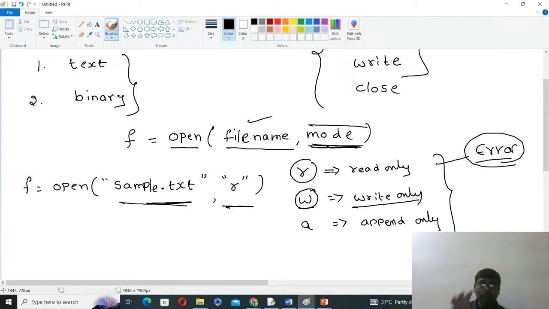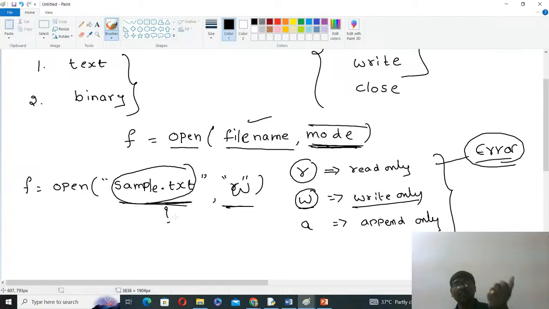Now W, write only. For example, assume in your system the sample.txt file is not available, but you are trying to open it in write mode. It does not give any error. If you open in write mode and the file is not available, then the system automatically creates this file. Where?